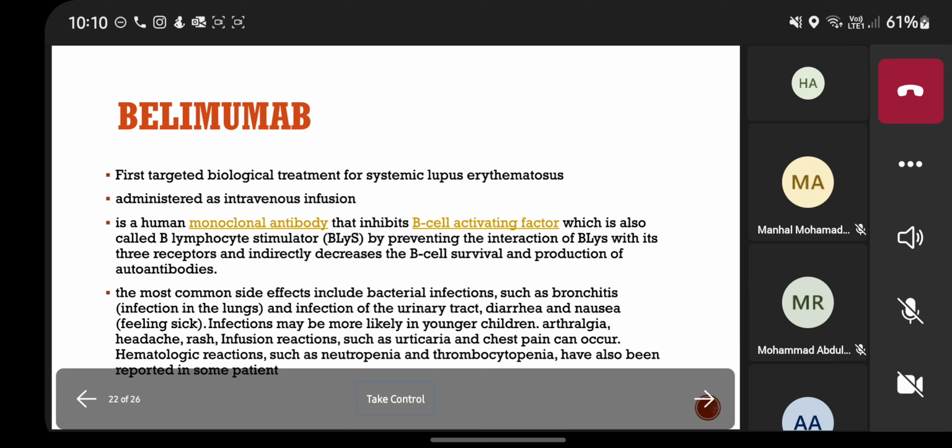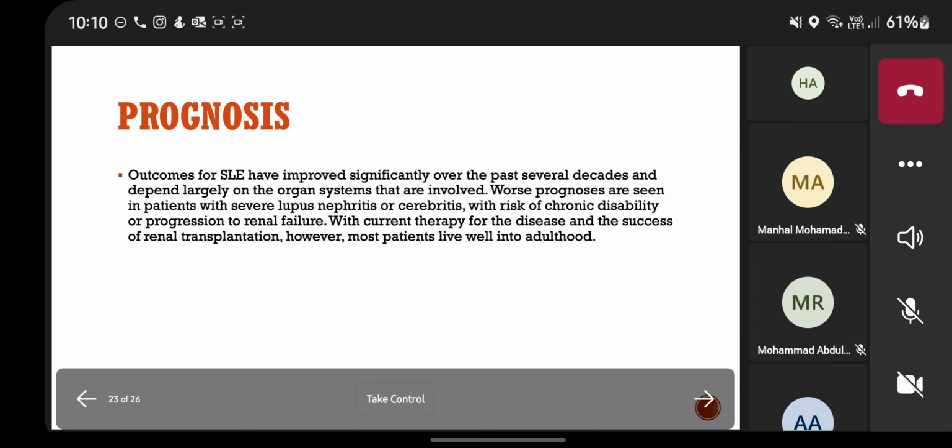The prognosis outcomes for SLE have improved significantly over the past several decades and depend largely on the organ systems that are involved. Worse prognosis is seen in patients with severe lupus nephritis or cerebritis, with risk of chronic disabilities or progression to renal failure. With the current therapy for the disease and the success of renal transplantation, however, most patients live well into adulthood.